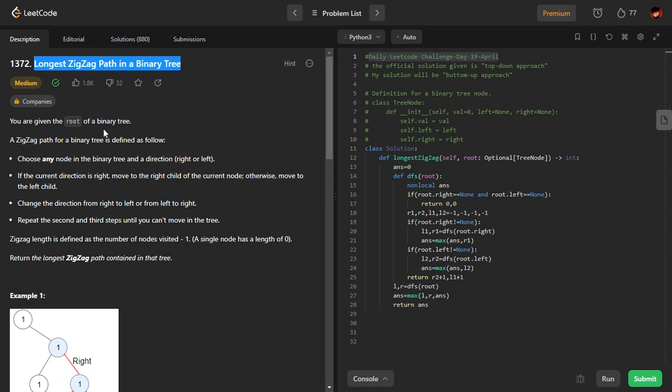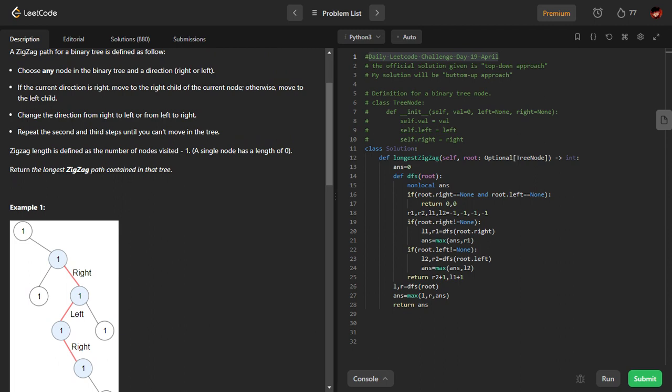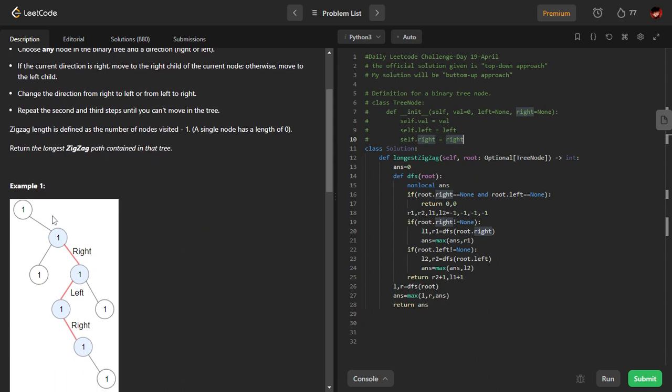Coming to today's question, we are given the root, and this is the data structure for the tree node. If you are a beginner, you will not know these things, so let me explain this first. You are given a root, and this is the data structure which it follows. Every node will have a left and a right. As you can see here, a root will have a left subtree and a right subtree. Similarly, each subtree will have a root in itself, and it will continue.